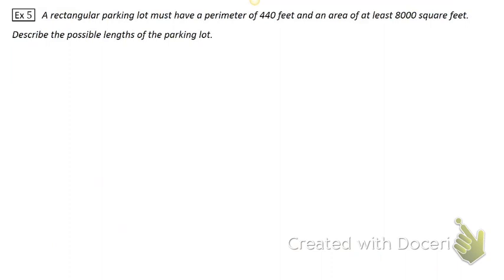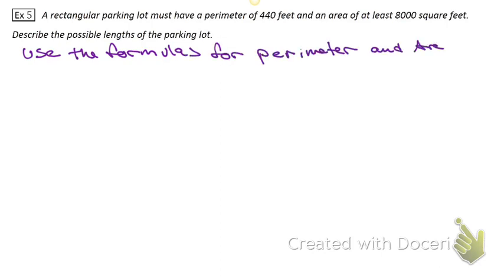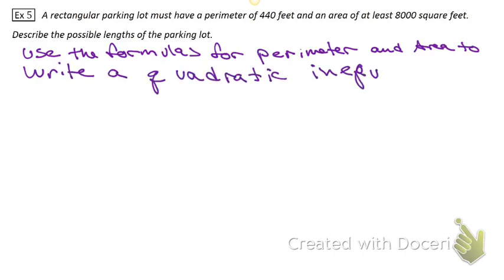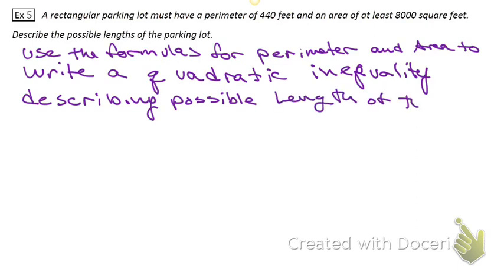Okay, now we're going to do a word problem. A rectangular parking lot must have a perimeter of 440 feet and an area of at least 8,000 square feet. Describe the possible length of the parking lot. So you want to use the formula for perimeter and the formula for area, and write a quadratic inequality.